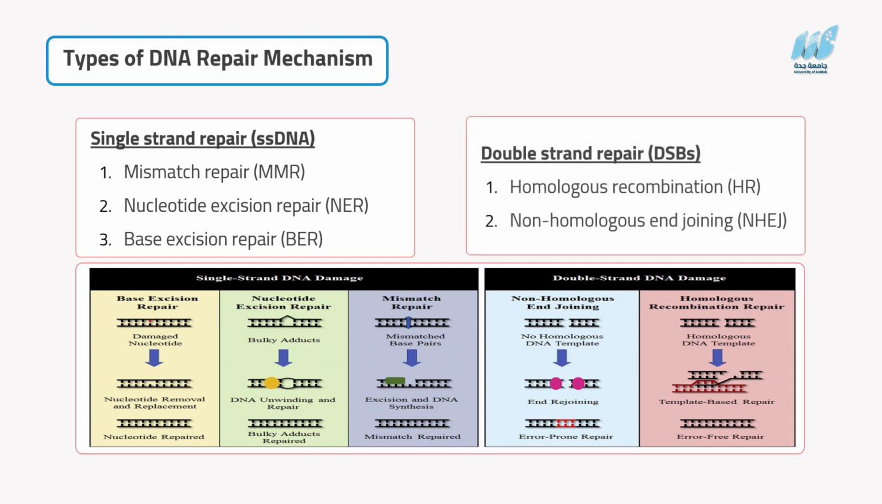If the damage is in the double strand, then there are two types of repairs. The first one is homologous recombination. The second one is non-homologous end joining.